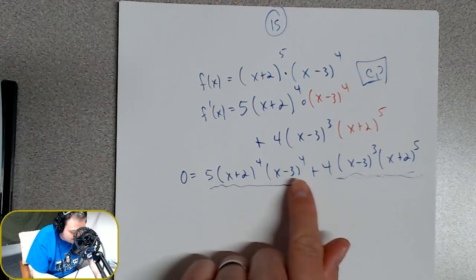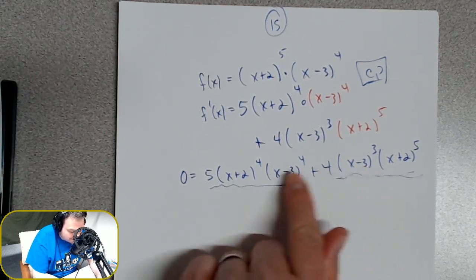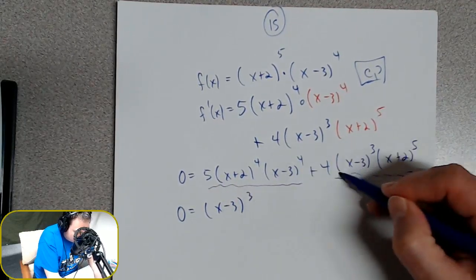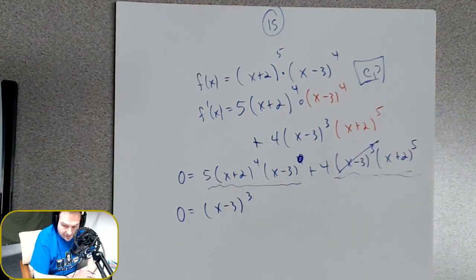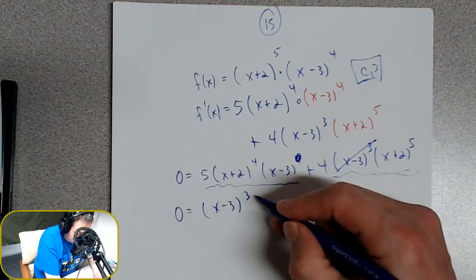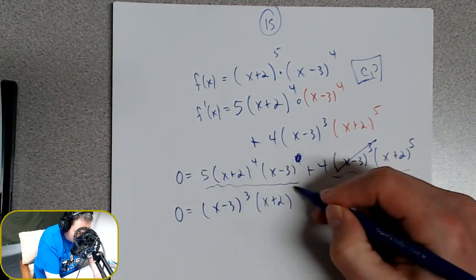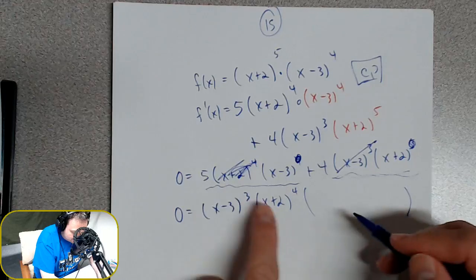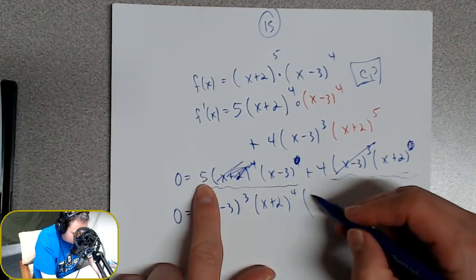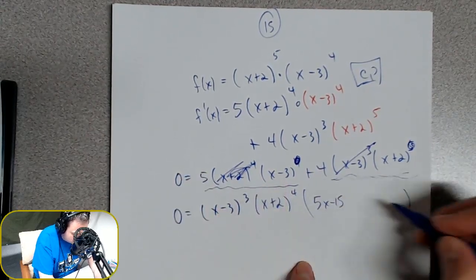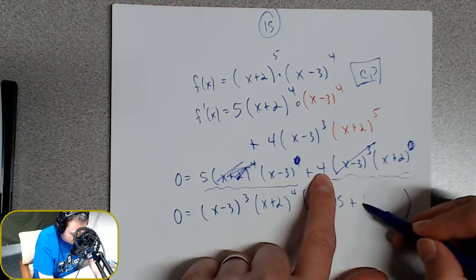Can I take out, for example, an x minus 3? So if I factor out an (x minus 3) to the third, this is gone, and this is just one left. There's the key on this problem. You see that? If I factor out an (x plus 2) to the fourth, this is gone, and this is the only one left. So what's left here, once I factor out a greatest common factor, is a 5(x minus 3), so 5x minus 15. I'll distribute that in. And what's left over here, a 4x plus 8.